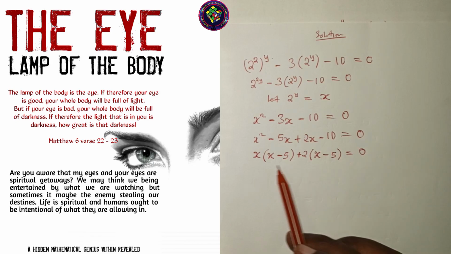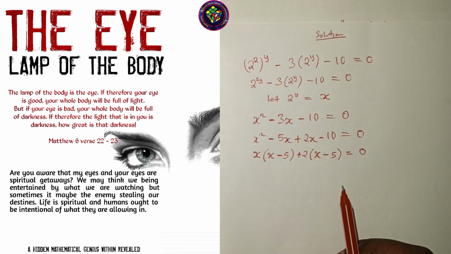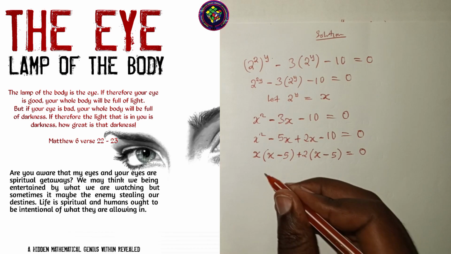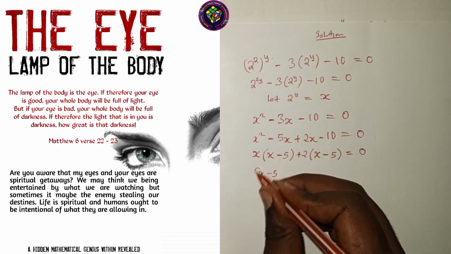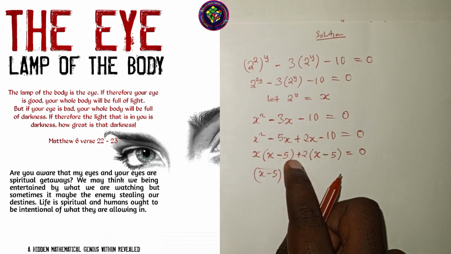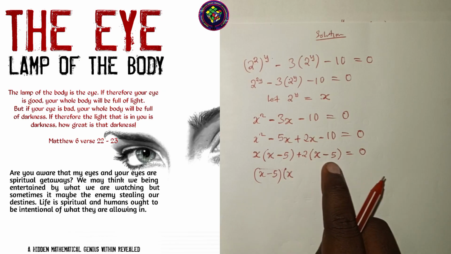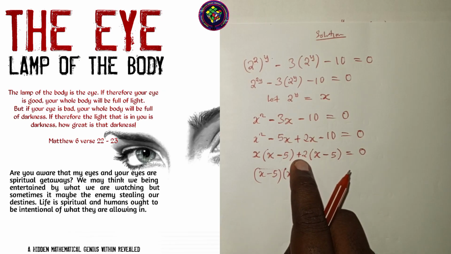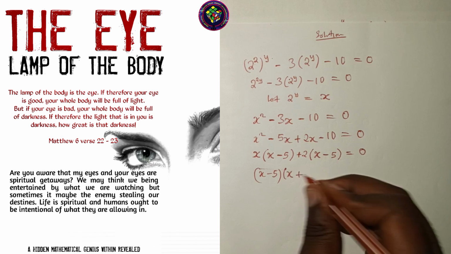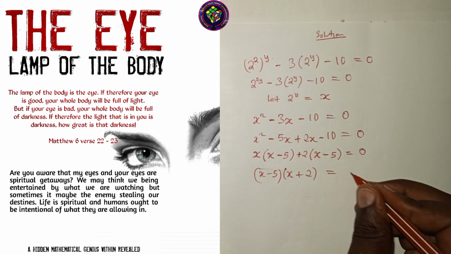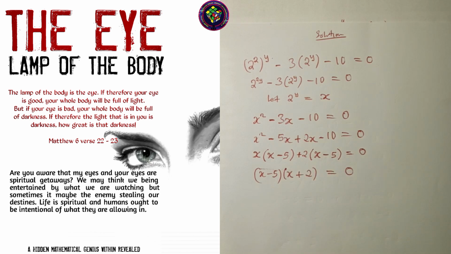So we can see that here the common factor is minus x minus 5. So we divide out x minus 5. So we have x minus 5. So when you divide out x minus 5 here, you remain with x. And when you divide out x minus 5 there, you remain with plus 2. So plus 2 is equal to 0. So we have x minus 5 multiplied by x plus 2 is equal to 0.